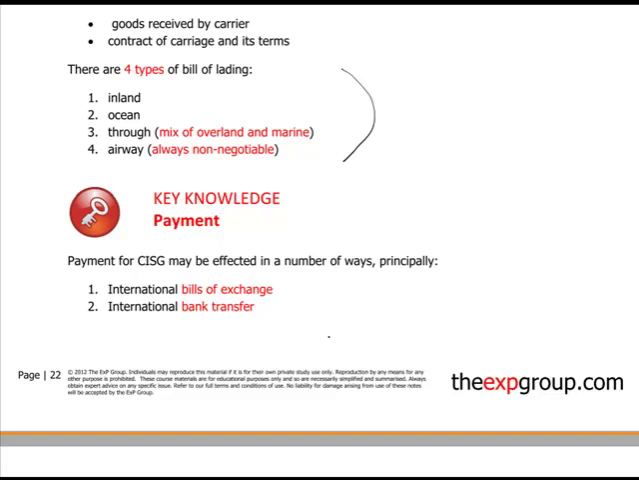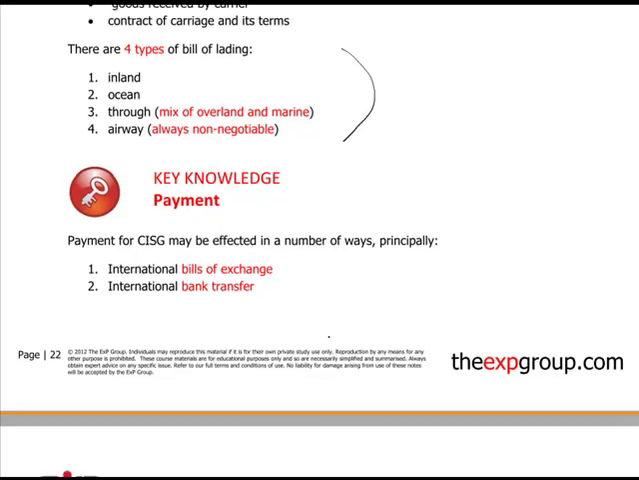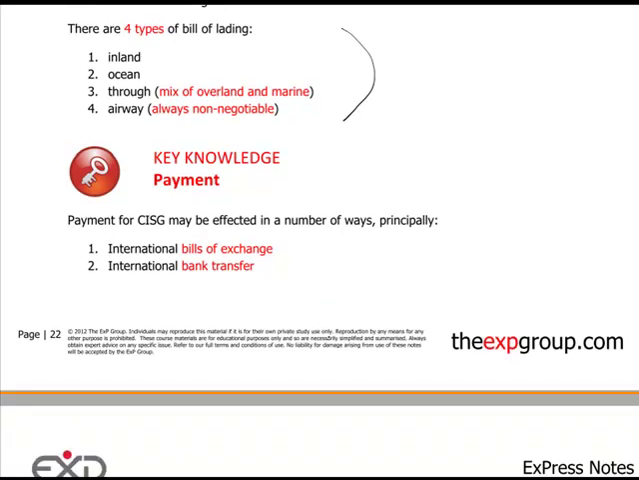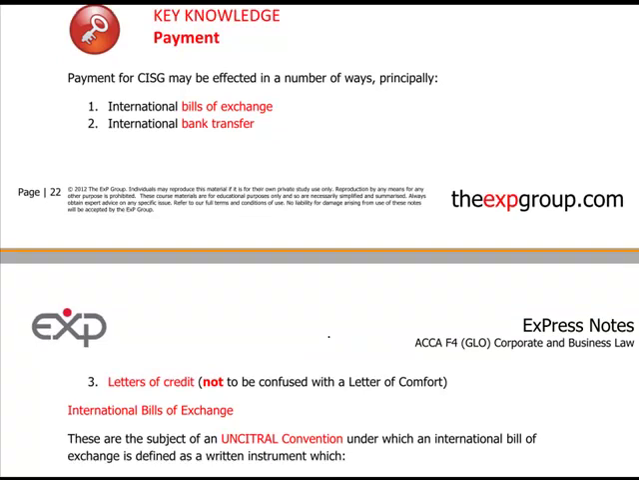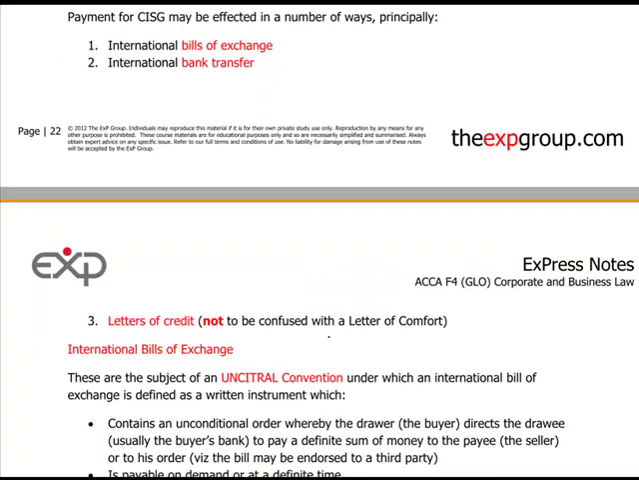Payments. Payments for goods can be done by international bills of exchange or a bank transfer. Bills of exchange are different, whereas a bank transfer is just simply one bank account paying another bank account. Bills of exchange is something the bank will honour before the goods leave for their destination. Letters of credit should not be confused with a letter of comfort, which is issued by a parent for a subsidiary.